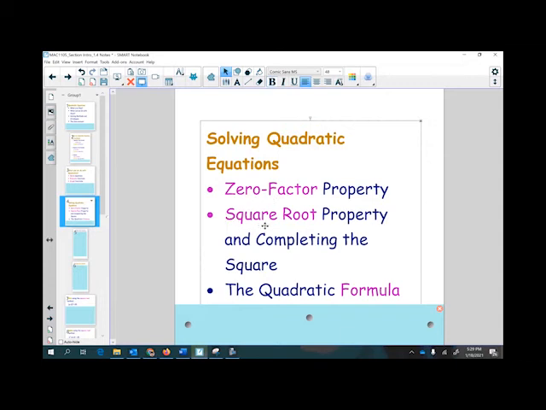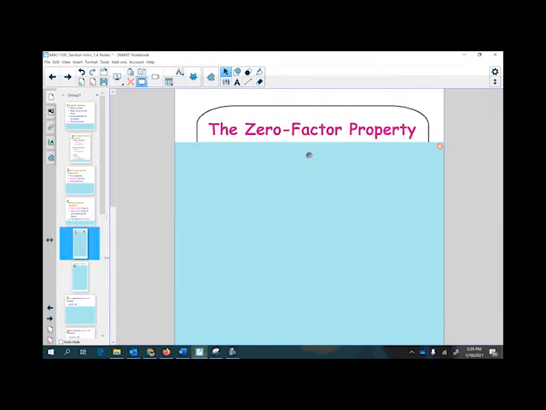Others would be easiest with the square root property, and still others might be best solved with the formula. So think of them as tools for your toolbox. The first tool here is the zero factor property. As the name implies, you will be factoring, which is undoing multiplication. And zero implies that you're going to have factors that you set equal to 0.